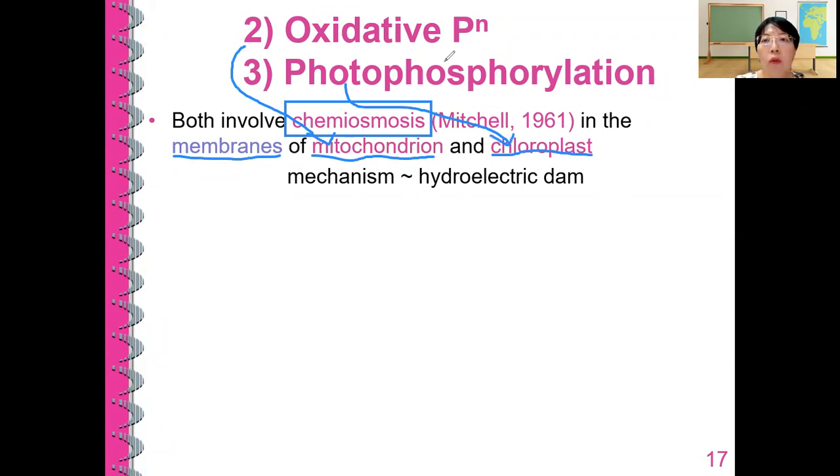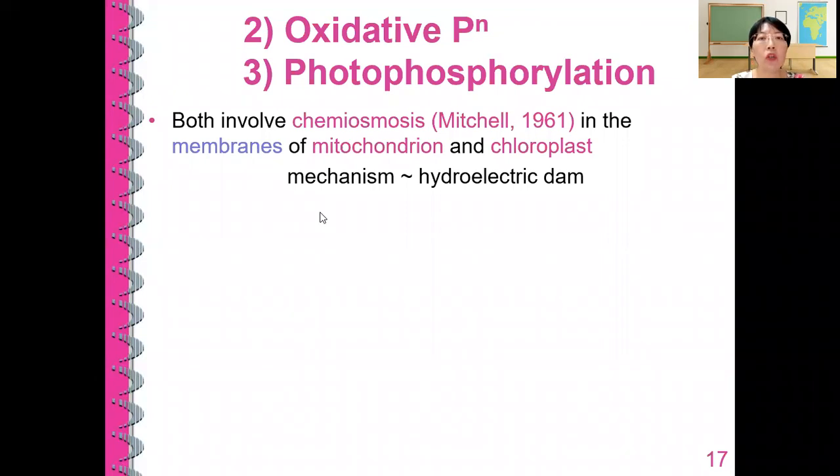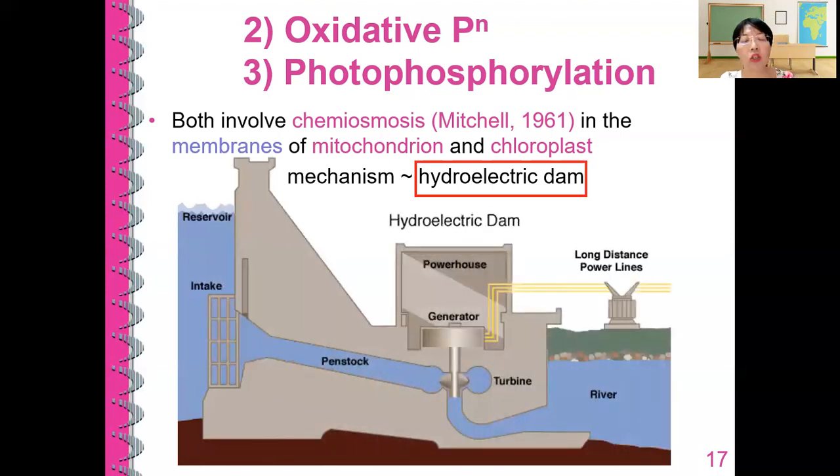Okay, so how to understand this part is very easy. Do you know a hydroelectric dam? And how does a hydroelectric dam produce electricity? It is similar to how our mitochondria and chloroplasts produce ATP. It's very similar. Okay, so this is a picture showing you a hydroelectric dam. So let's recall how electricity can be produced from this hydroelectric dam. We have a reservoir to store the water. So the water will have potential energy.